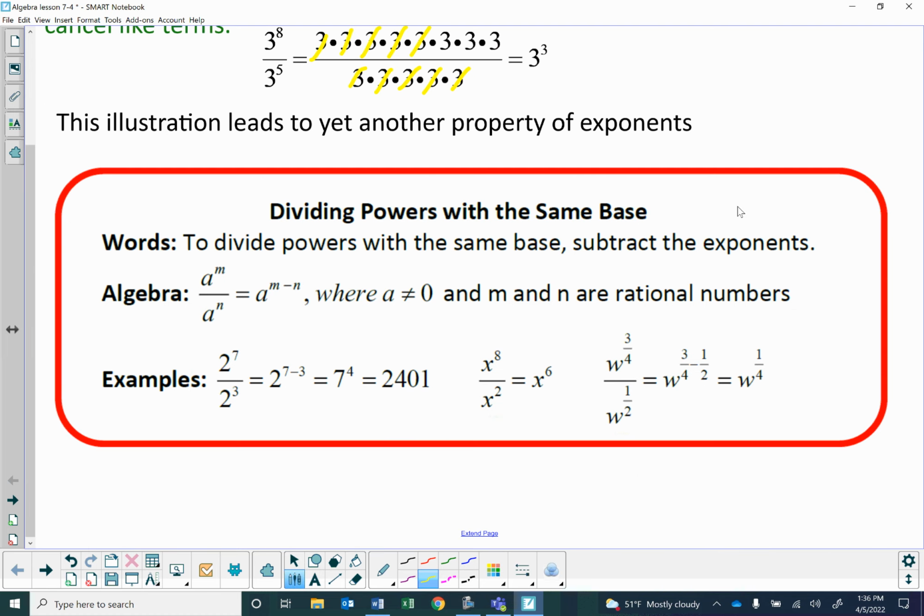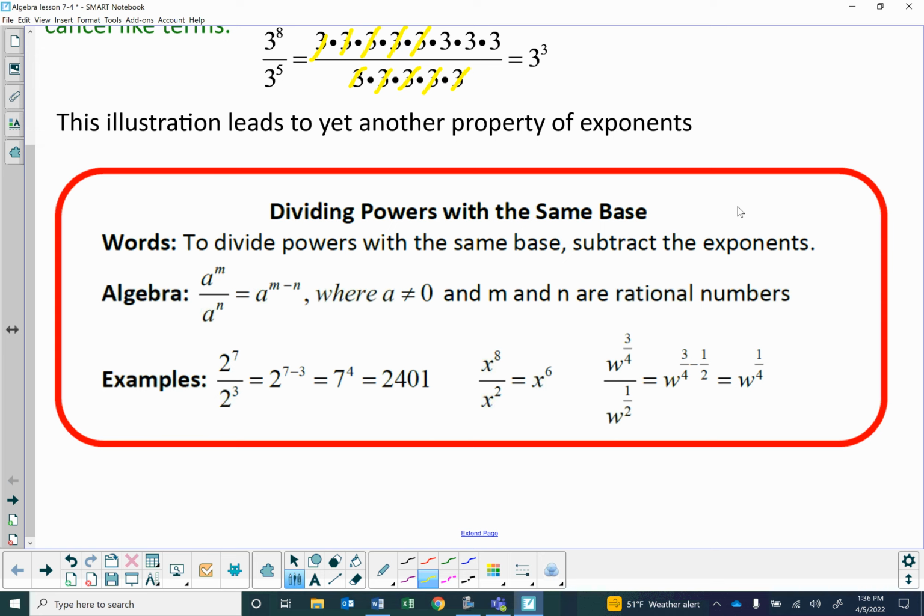So to divide powers with the same base, we simply subtract the exponents, because if you look at 3 to the 8th divided by 3 to the 5th, 8 minus 5 is 3. So algebraically, that means if I have a to the m divided by a to the n, since both of them have a base of a, I can just subtract the exponents, so a to the m minus n, as long as a is not equal to 0, and m and n are rational numbers.